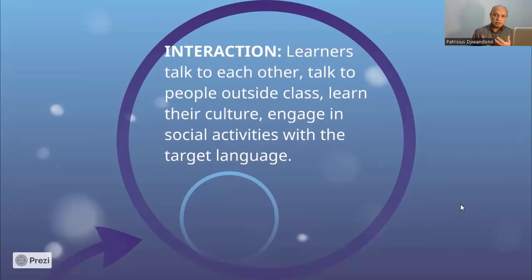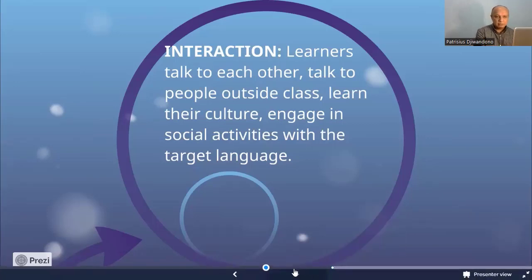So if your learners are learning English, they will learn about English culture, English speaking culture. Also, it happens when they engage in social activities with the target language. So as I said before, they probably join a conversation club, and this is one of the social activities, right? And they use English to talk with the people in the club. Now that is an instance of interaction. That's when learners interact with people outside the class. It's when your learners learn about the culture of the target language. Now this is called interaction, and it is important in emergentism.